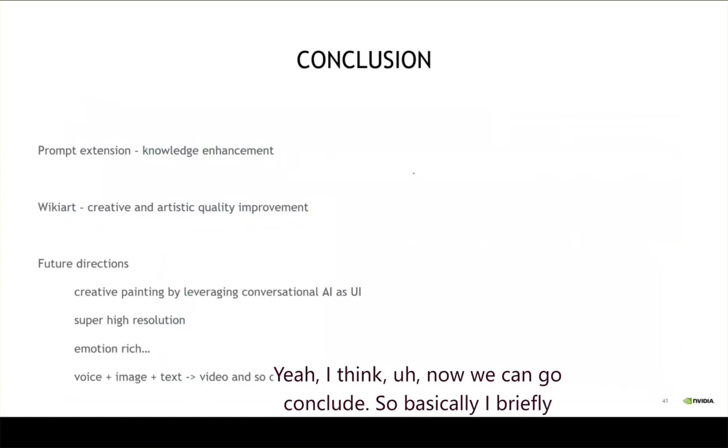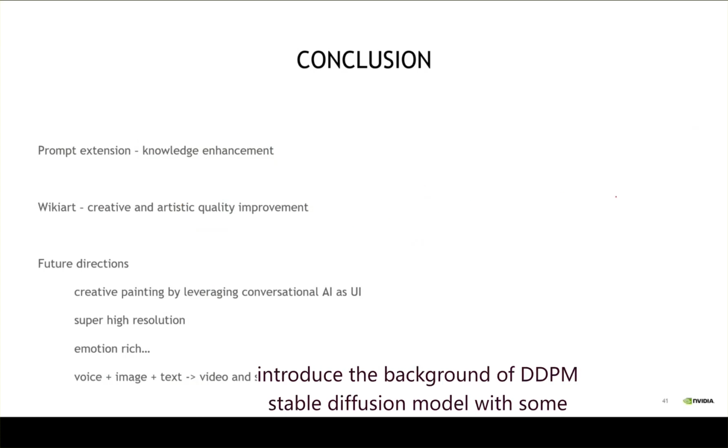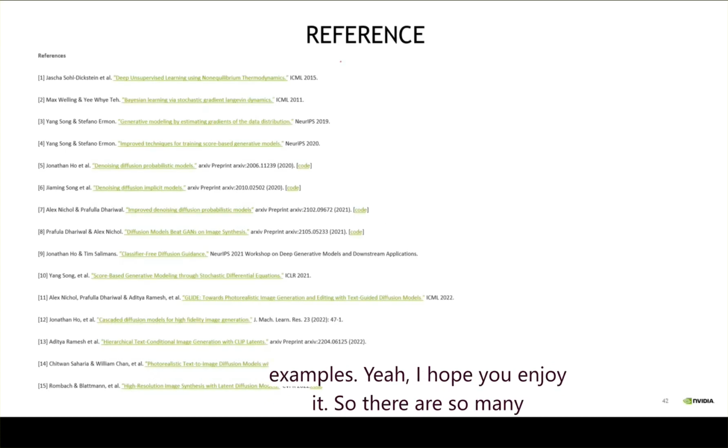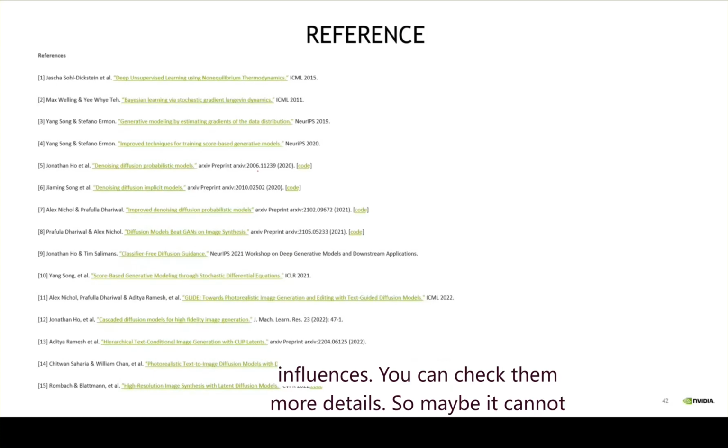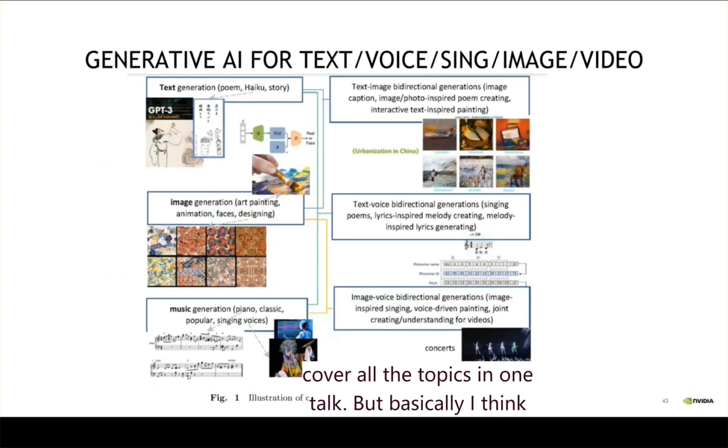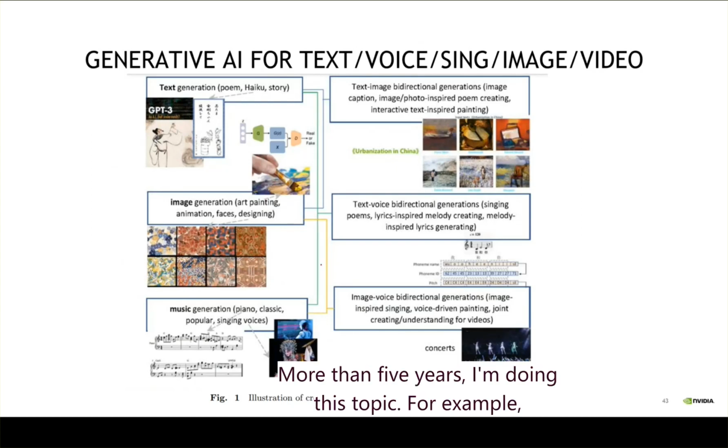Yeah, I think now we can conclude. So basically, I briefly introduced the background of DDPM, stable diffusion model with some examples. I hope you enjoyed. There are so many references, you can check for more details. Maybe I cannot cover all the topics in one talk, but basically, I think creative AI, generative AI is coming. I've been doing this topic for more than 5 years.